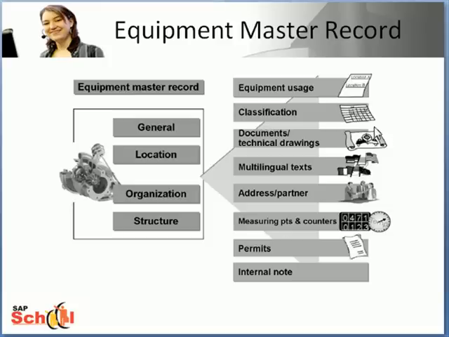This is some of the data that you record in the equipment master record. The general data include things like the class, the object type, reference data, manufacturer data, and so on. Location data typically has the address and the exact location where the equipment is sited. The org data has things like account assignment, responsibility, etc. The structure data could have things like structure indicator, higher level functional location, etc.